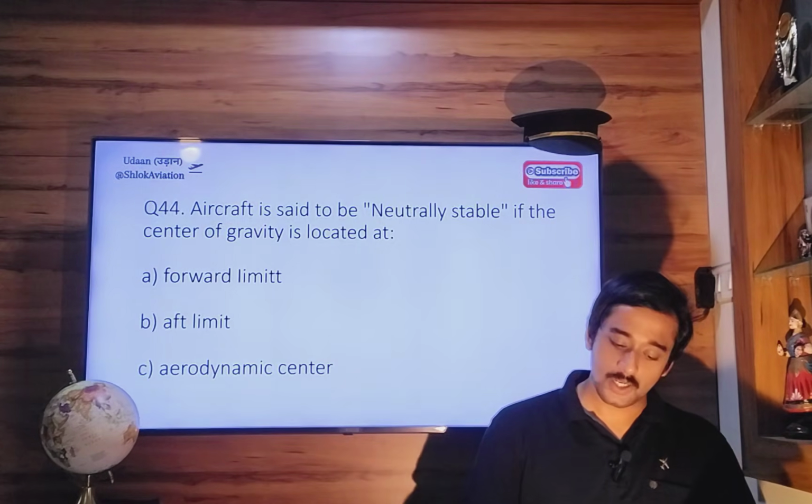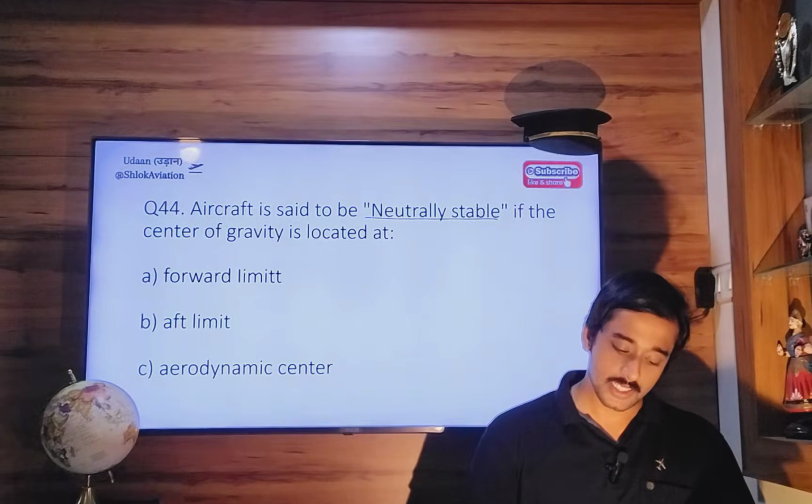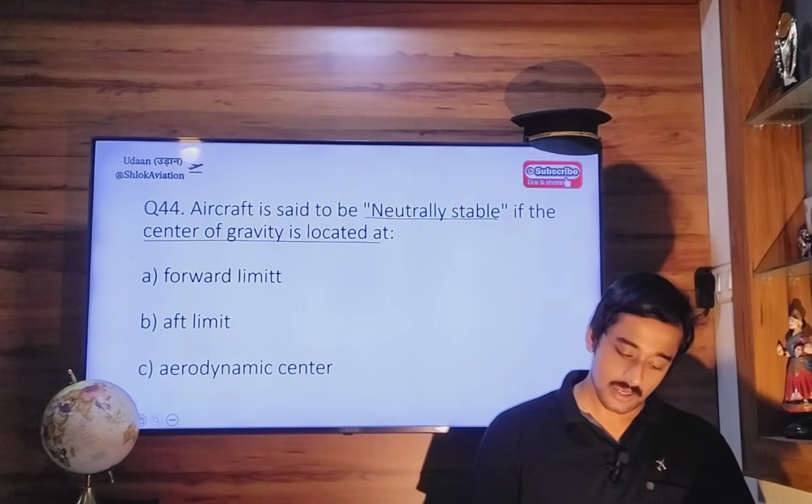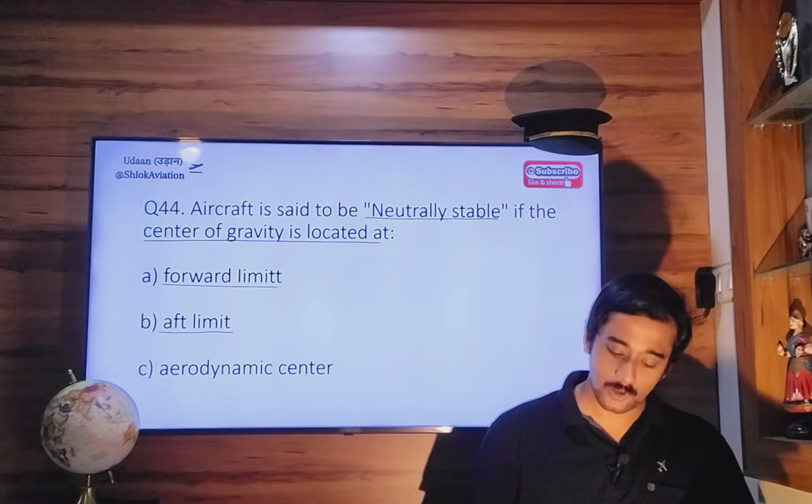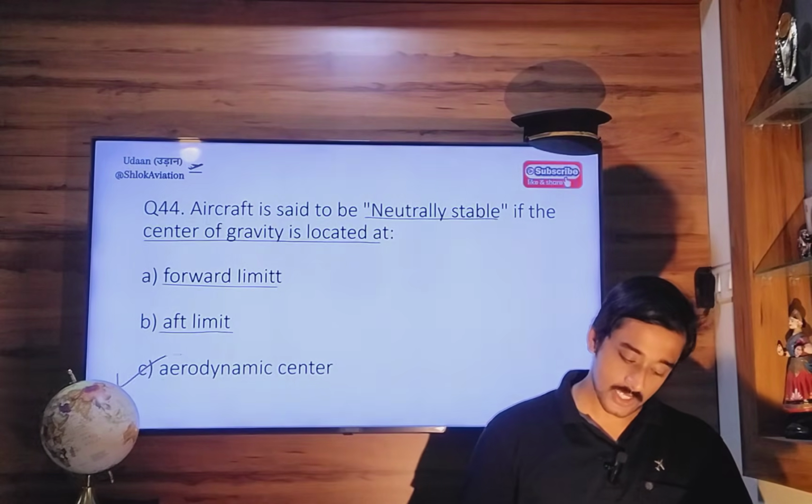Next. An aircraft is said to be neutrally stable if the center of gravity is located at the forward limit, aft limit, or aerodynamic center. So the correct answer is option Charlie.